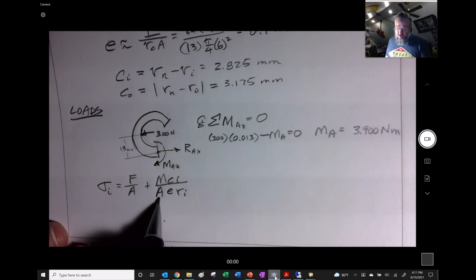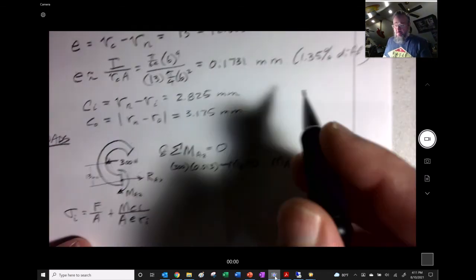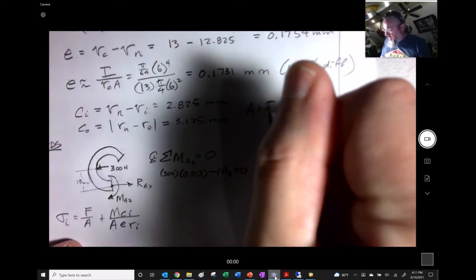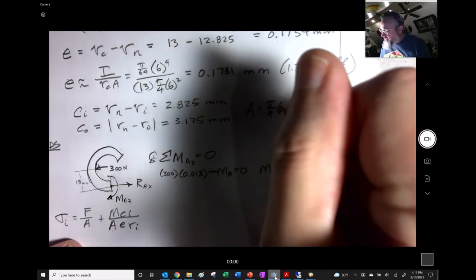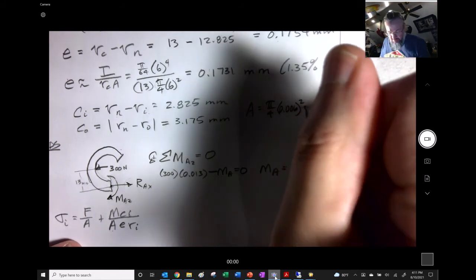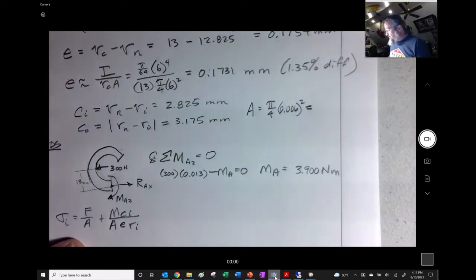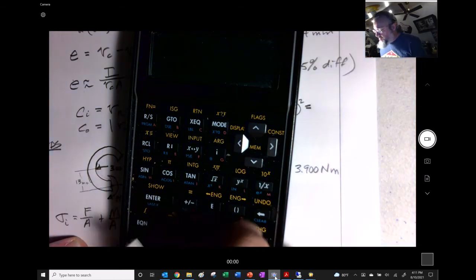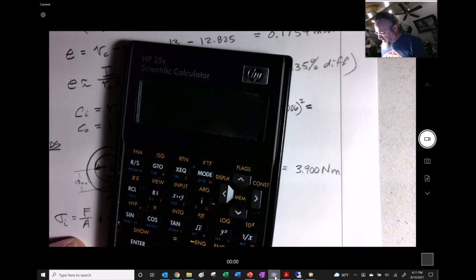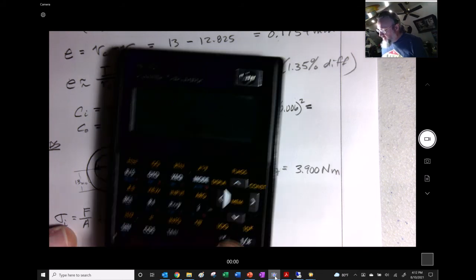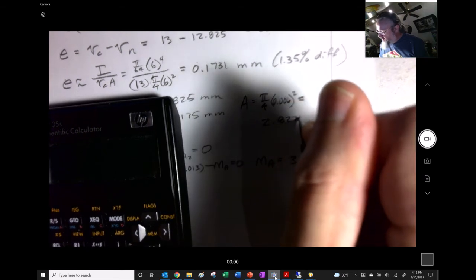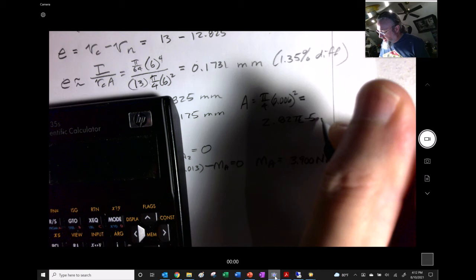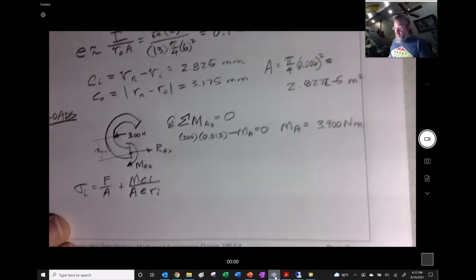RI, and we needed that area, so we should probably have calculated that up here with our geometry somewhere: pi over 4 times 0.006 squared. Did I get that right? 0.006 squared, and boom, that ends up being 2.827, that's good enough, E minus 5 meters squared, right in there, okay?